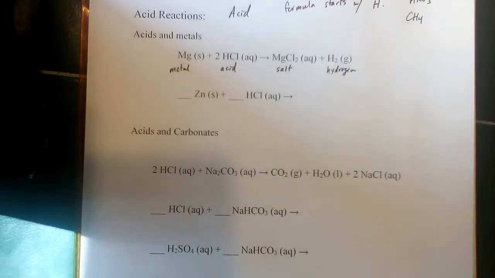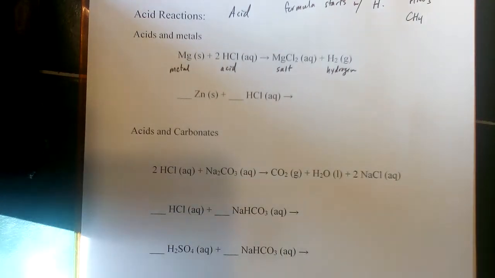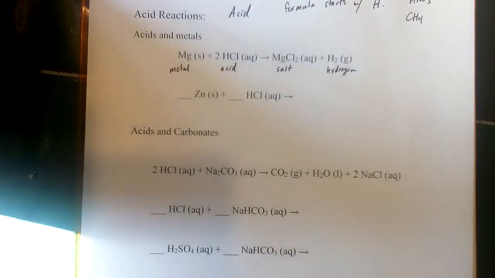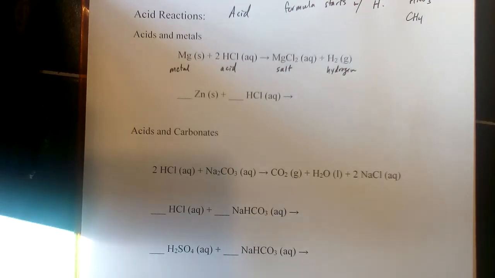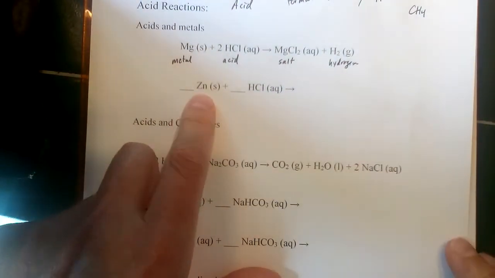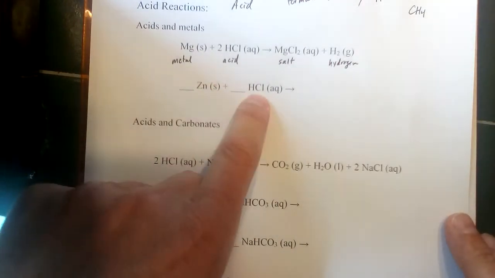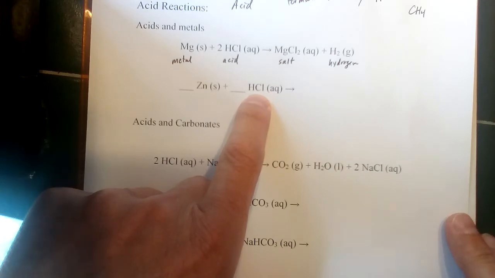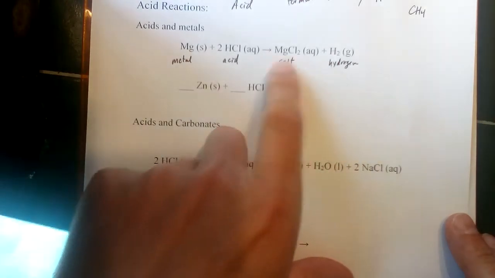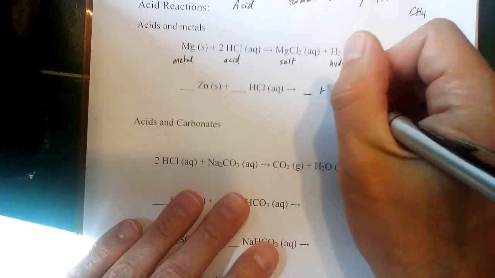Am I looking at a potential solubility reaction where I need to figure out what the solid is, or am I looking at acid reacting with something and then I need to apply what I know about the different types of acid reactions? So let's look at this example. So zinc here would be our metal. HCl again is our acid. This is hydrochloric acid. Now following the example up above, one of my products is going to be hydrogen.